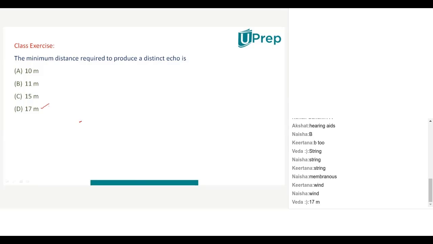How can you calculate this one? Maybe I told you about one equation, and that equation is d = vt/2. And maybe you know that this equation also will be used in SONAR, sound navigation and ranging, isn't it? Yes, sir. Same principle we use.